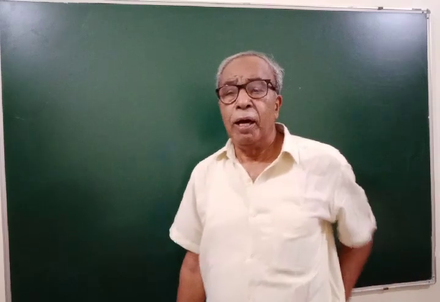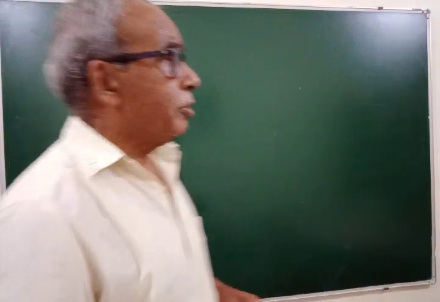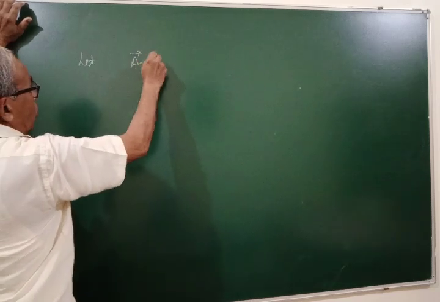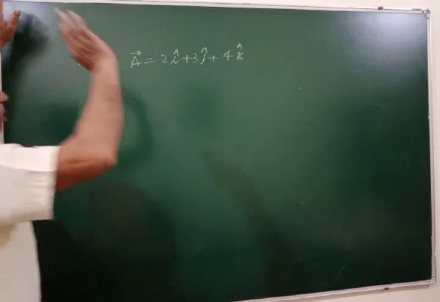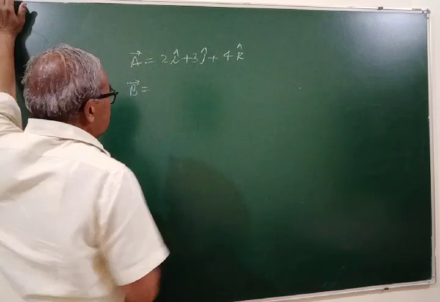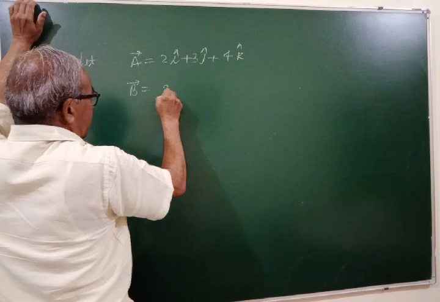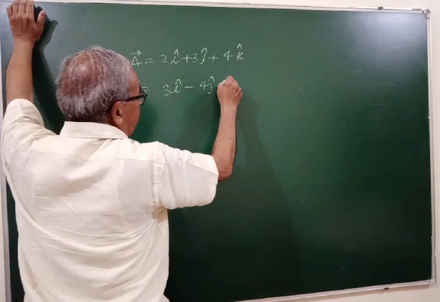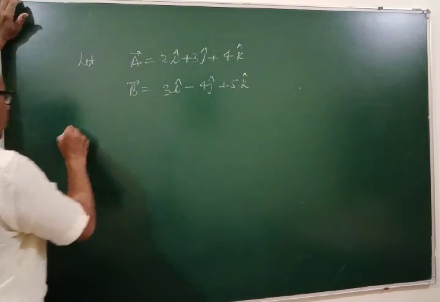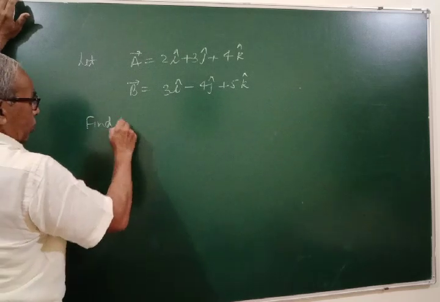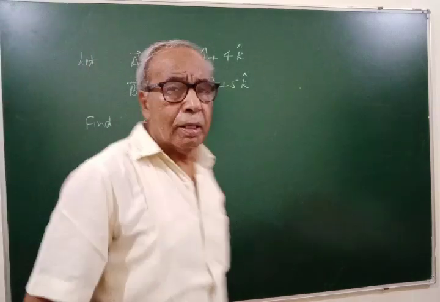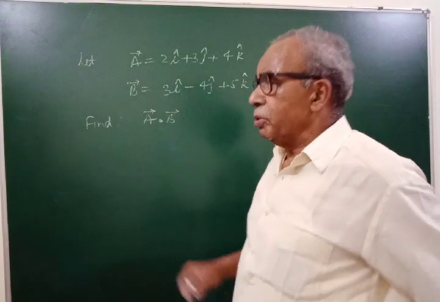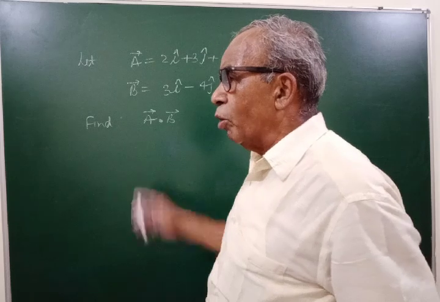Actually, learning of everything appears to be difficult, but when we get the thing done, it appears very simple. Let vector A be equal to 2i cap plus 3j cap plus 4k cap, which I have taken arbitrarily, and vector B is 3i cap minus 4j cap plus 5k cap. The question is: find the scalar product, find A dot B. Please make this dot very impressive, it should appear at first sight.